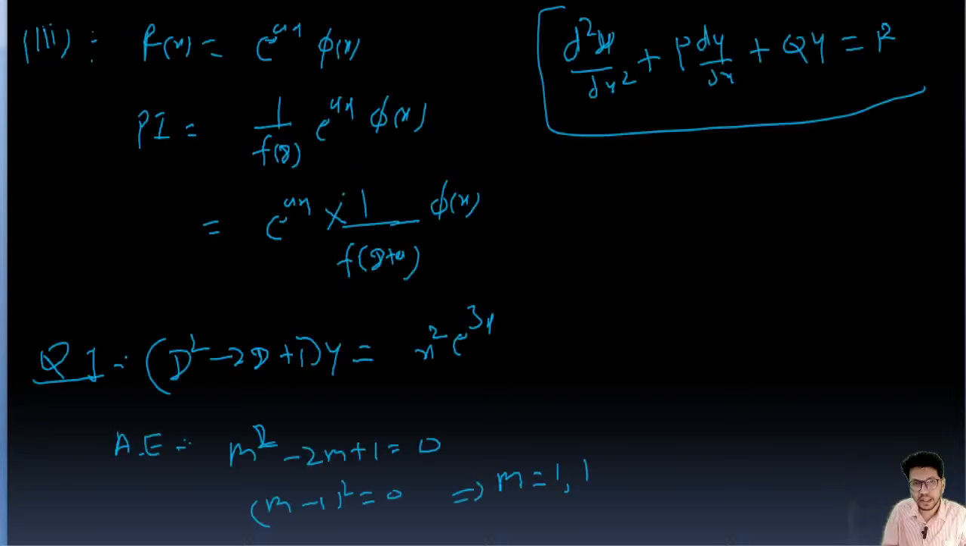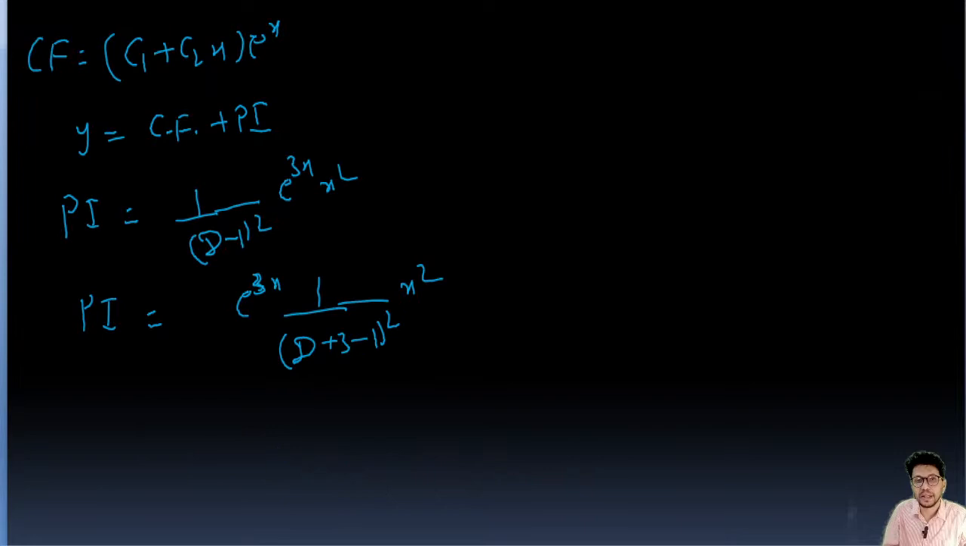In this way, e to the power ax into 1 upon f(D plus a) acting on x. Okay, we'll solve it. So PI is going to be e to the power 3x into 1 upon (D plus 2) whole square x square.